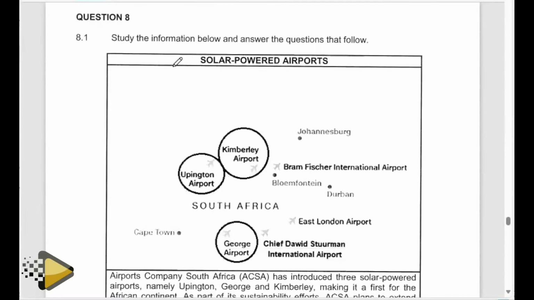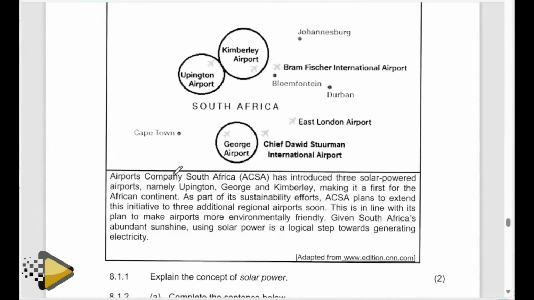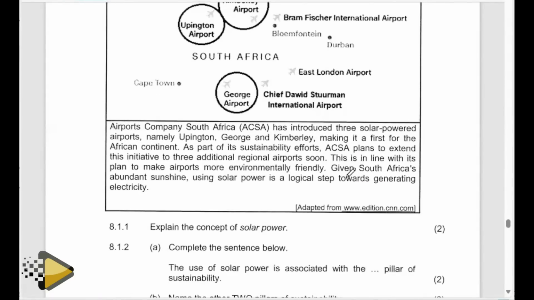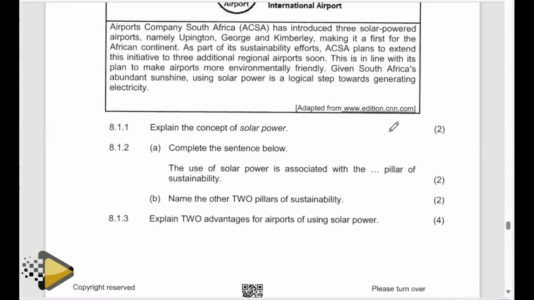Then the next question reads, study the information below and answer the questions that follow. Solar-powered airports, that is Upington, Kimberley. Also, you have George Airport. All these are solar-powered airports. ACSA has introduced 3 solar-powered airports, namely Upington, George, Kimberley, making it the first for the African continent. As part of its sustainability efforts, ACSA plans to extend this initiative to 3 additional regional airports soon. This is in line with its plan to make airports more environmentally friendly. Given South Africa's abundant sunshine, using solar power is a logical step towards generating electricity.